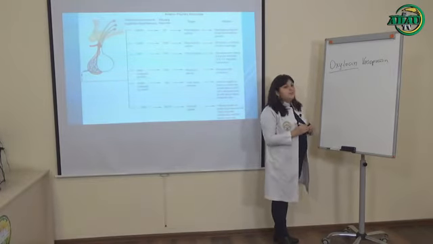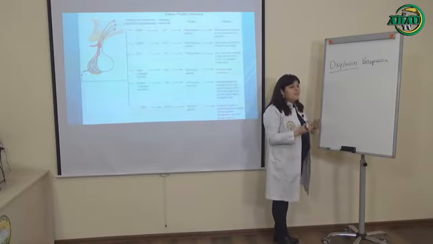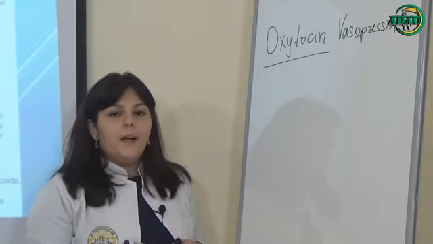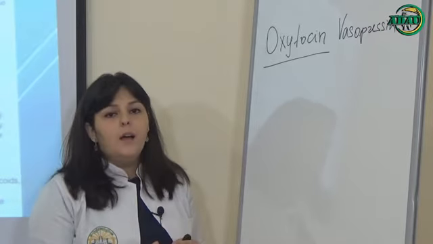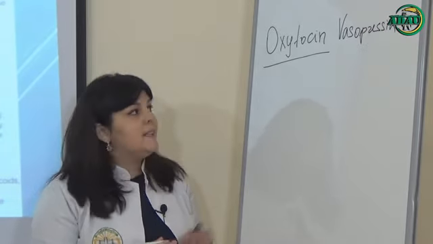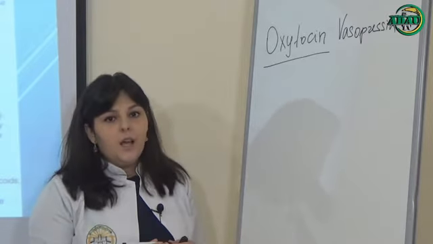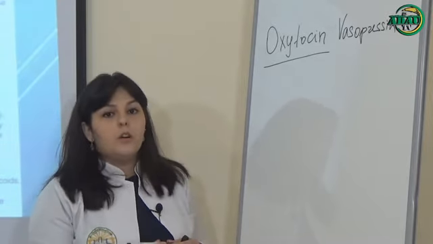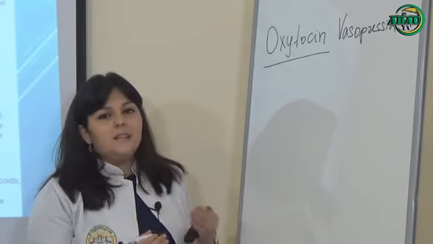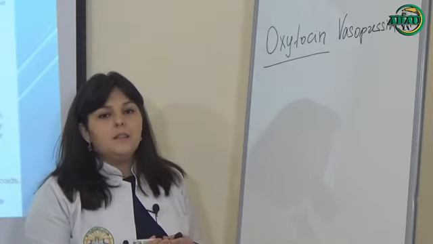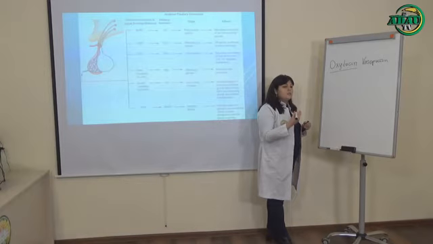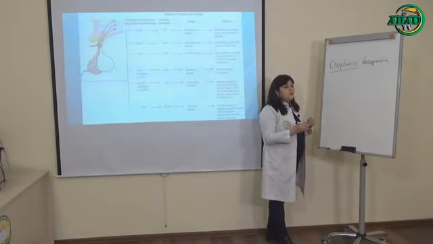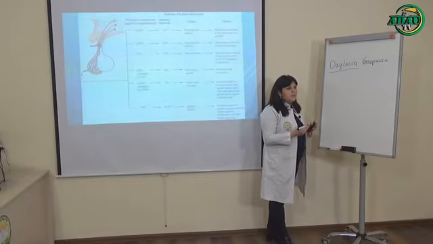Then the main function is production of the milk and milk ejection. So when vets or farmers work with the cow, for example, and when they handle the mammary gland, they can easily activate the receptors of this hormone, of oxytocin. The receptors are mainly located on the mammary gland, on the nipple and on the teats of the mammary glands.